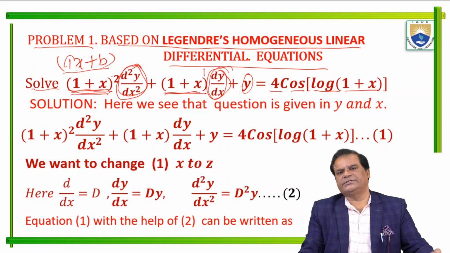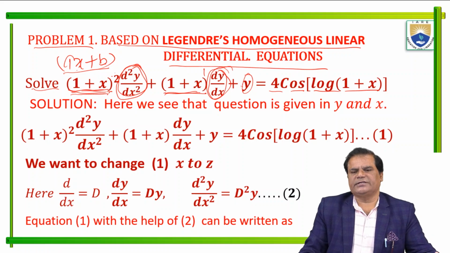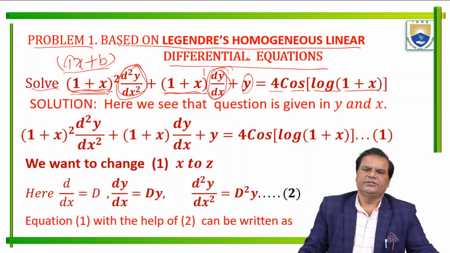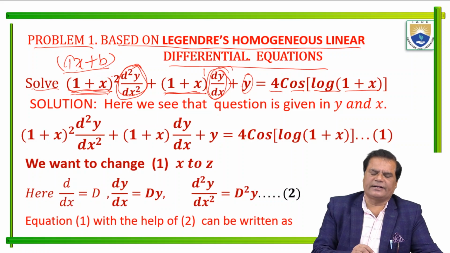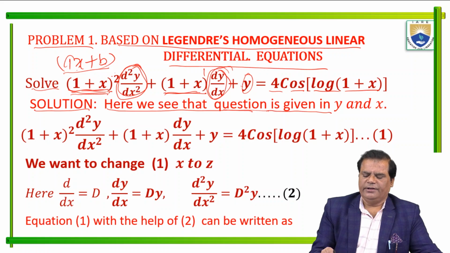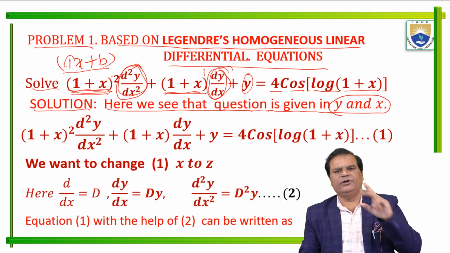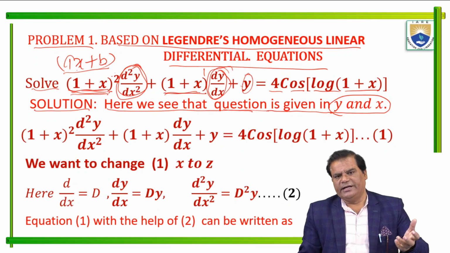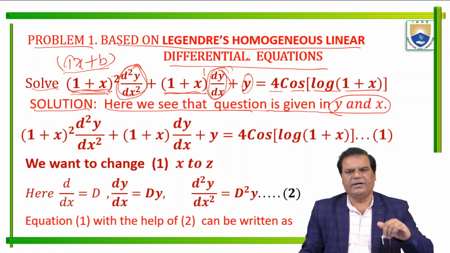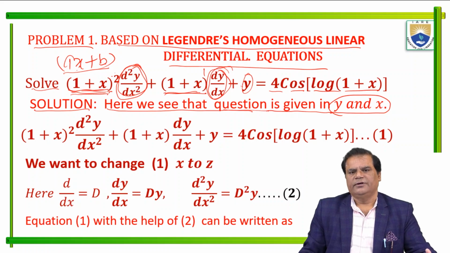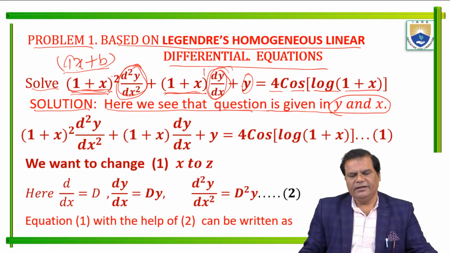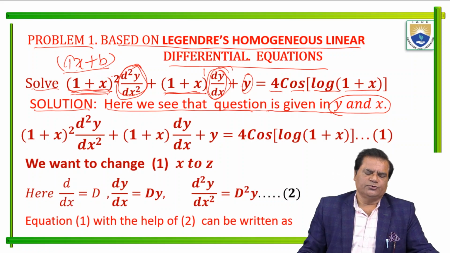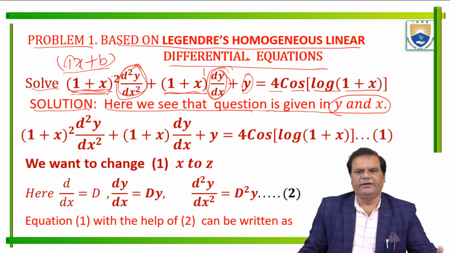So now we want to change this question into a linear differential equation with constant coefficient with the help of the method of change of variable. So we have discussed in the last method. Similarly, we can write here directly. Solution here. Here we see that the question is given in y and x. In our question, there are only two variables. First is y, the dependent variable, x is the independent variable. But now we want to change this question into y and z. y is the dependent variable and z is the independent variable. So this process is known as a change of independent variable.